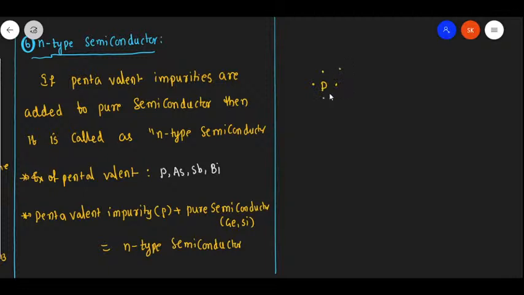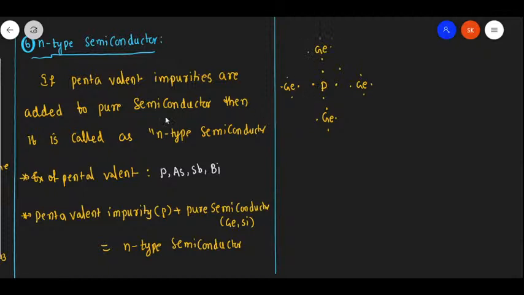5 valence electrons, added to what? Pure semiconductor, germanium. Germanium is tetravalent, which means 4 valence electrons. This is the germanium, it has 4 valence electrons. Right? Very nice.